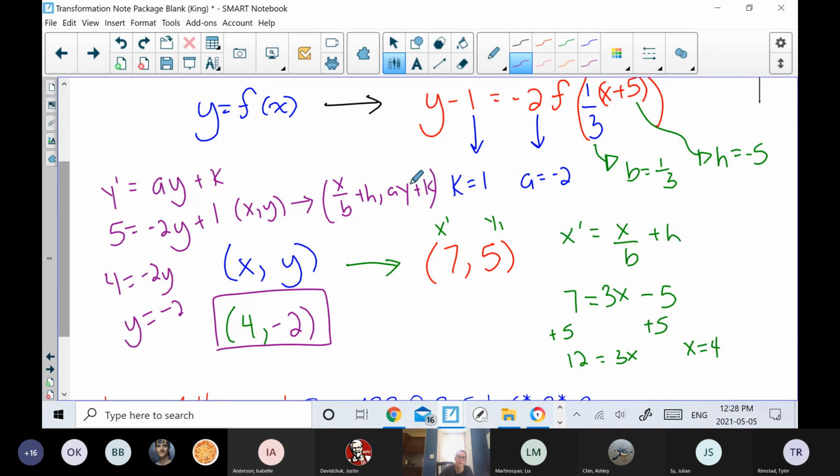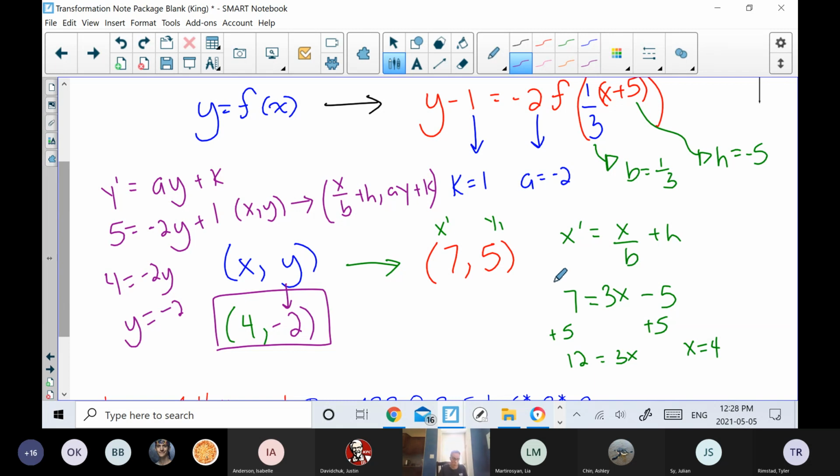And the same thing would happen here. If you put in your original y coordinate, so this guy, and you multiply it by a, so -2 times -2 is 4, and then you add your k is 1, that would give you the 5. So this is how we go backwards. You're just going to use that formula, either your x prime or your y prime. Okay, that takes care of the note packet.